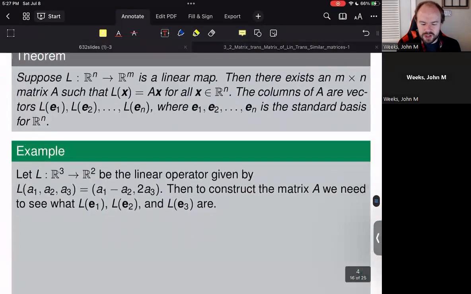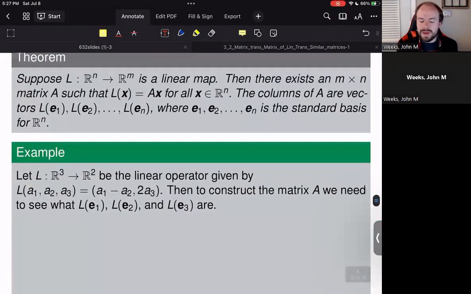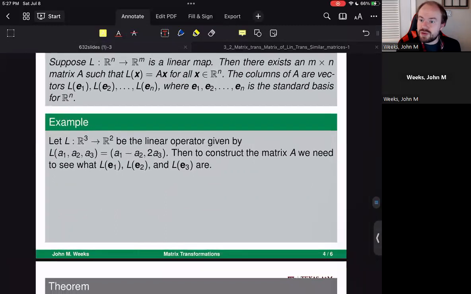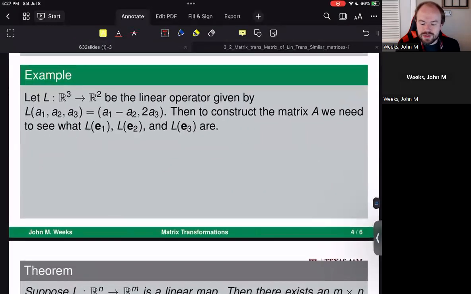Let's take a look at this in terms of an example. Let L be a linear operator, a different one now, from R3 to R2, given by L(a1, a2, a3) equals the vector (a1 minus a2, 2a3). Then let's construct the matrix A that we are going to need to signify how this linear operator can be written in terms of matrix multiplication via matrix A.